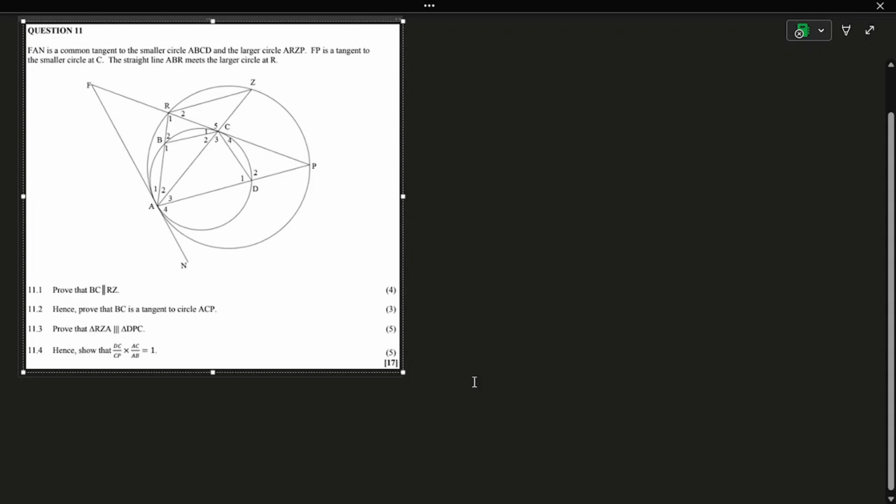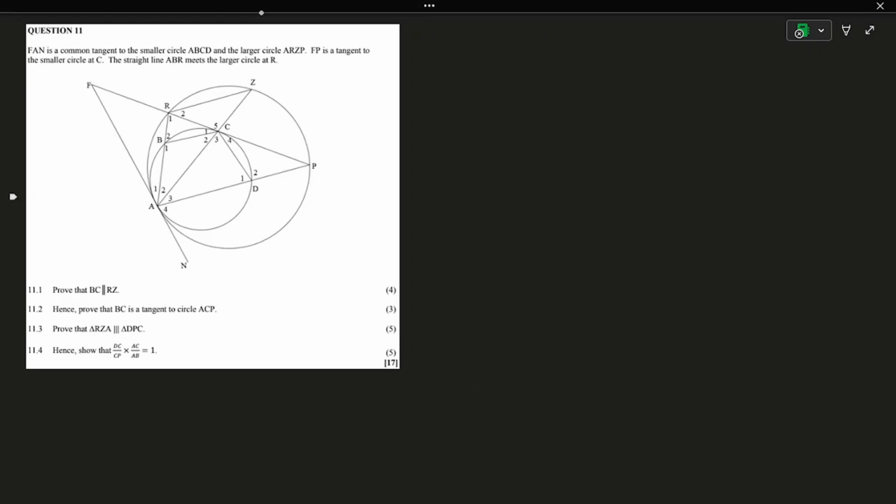FAN is a common tangent to the smaller circle ABCD and the larger circle ARZP. FP is a tangent to the smaller circle at C. The straight line ABR meets the larger circle at R. Right, so now they say prove that BC is parallel to RZ.